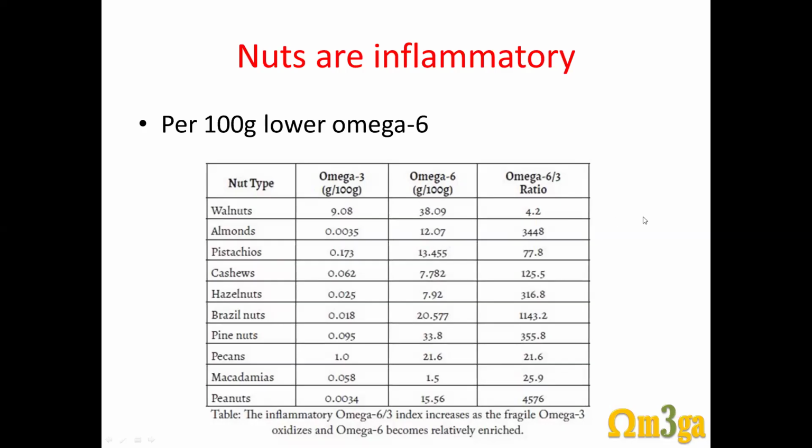And that's what you're ingesting, and that's why nuts in general are inflammatory, even though they have a fairly decent index. But pistachios, for example, are consumed a lot and they have a very, very high index. So generally, you should restrict your intake of nuts if you want to avoid omega-6.